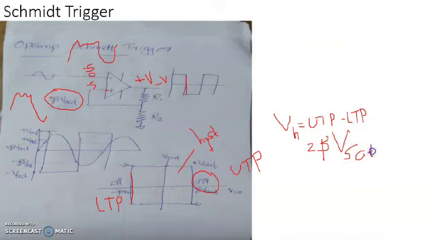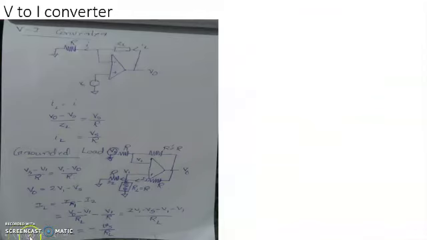Clearly in this circuit, the magnitude of UTP and LTP are exactly equal, so we can say that the UTP and LTP are symmetric. If you are putting a reference voltage here, then unsymmetric UTP and LTP will result. This is not demanded as long as the syllabus is concerned. So this is about Opamp Schmidt triggers. Now we will move on to the left portion, that is voltage to current converter.